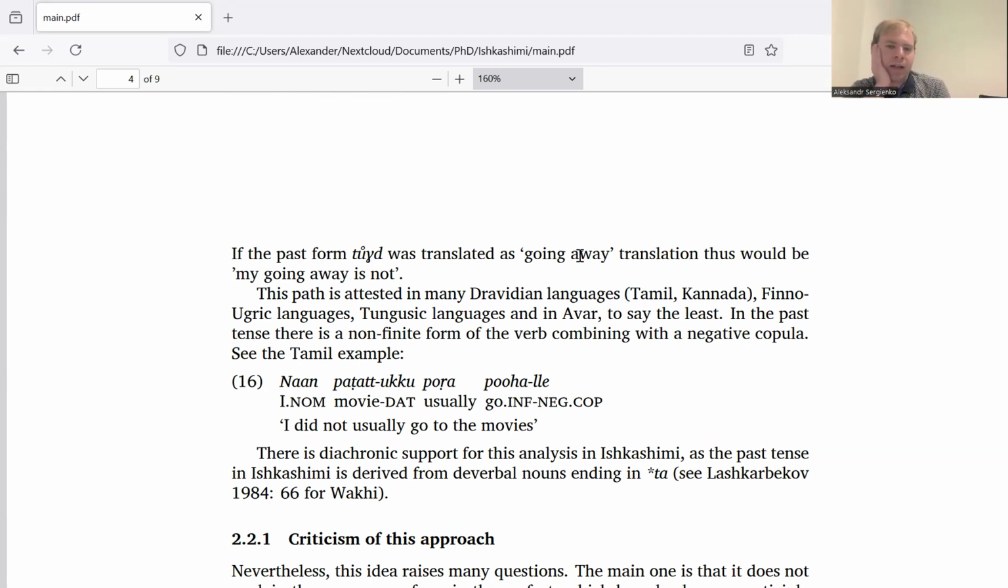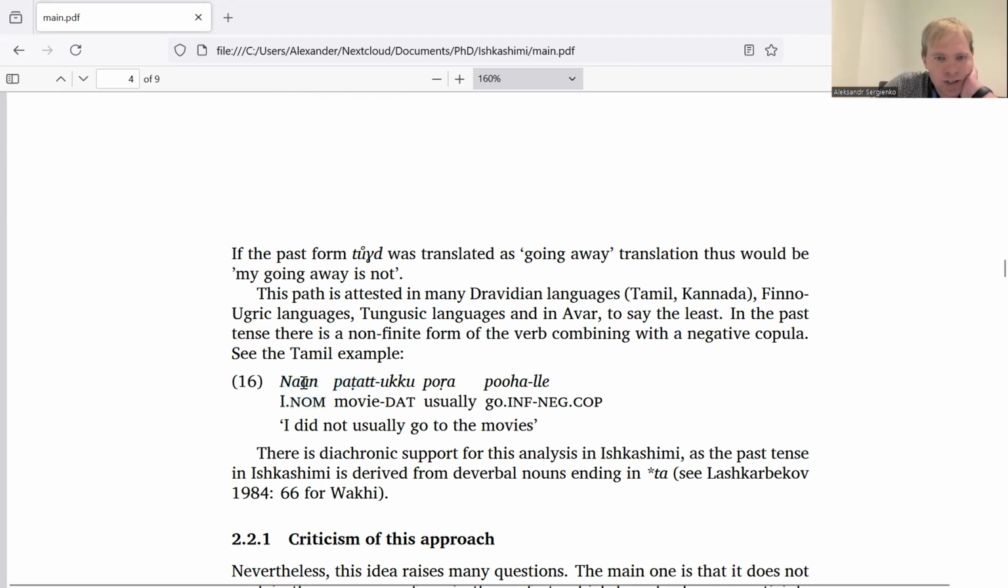Which I have seen, I have worked a bit on Tamil, right? It's found in Finno-Ugric languages, Tungusic languages, and Avar, Dagestani languages. In the past tense in Tamil, there is a non-finite form of the verb combined with a negative copula. Let's look at this example briefly. Nan parazuku pora pogale. I did not usually go to the movies, right?